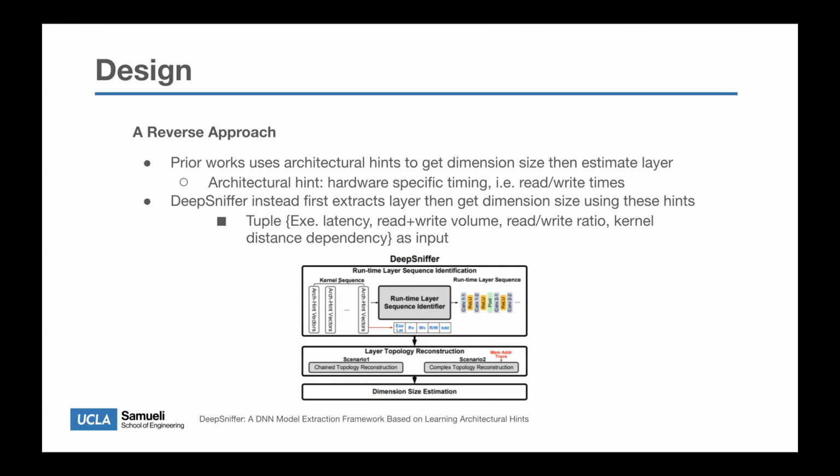The way they do that is something called architectural hints. Architectural hints are specific to each hardware, for example hardware timing, which includes read and write times, or even the scheduling. What DeepSniffer needs is to get these architectural hints, which include the execution latency of each kernel, the read and write volume, the read and write ratio, and the kernel distance dependency as its model inputs.